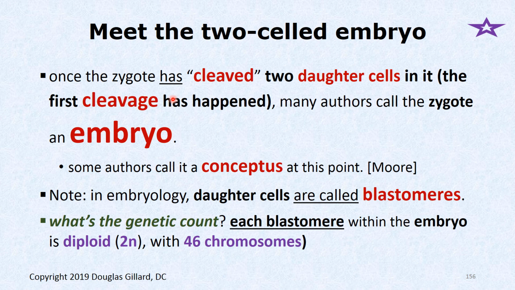But you can read about that and argue about that all you want. I don't think it makes that much difference because it happens so quickly. But anyway, now we have an embryo or a conceptus. You can still call it a zygote if you can't remember. All the way up through the embryonic period, you can call it a zygote if you want. And remember, daughter cells are called blastomeres. Each blastomere has a normal body cell count, 2n, 46 chromosomes.